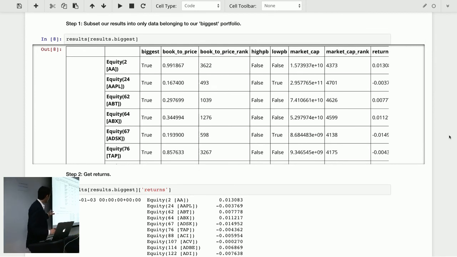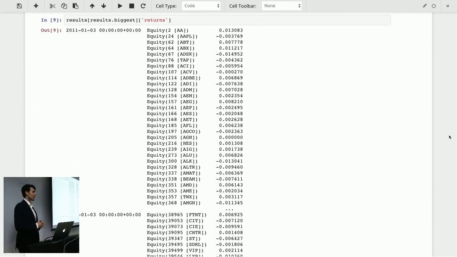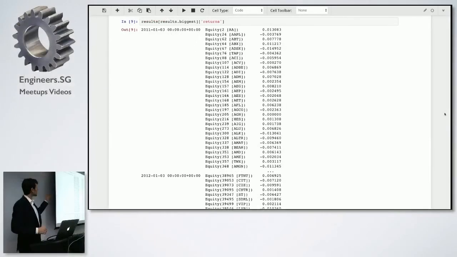So you can see here what we're doing is we're indexing into this data frame. We're saying for the biggest companies, let's see what their returns were each day. So now we have a portfolio, and we can say if we mash them all together, what would a portfolio look like that just held the 1,000 biggest companies each day? Make sense? Okay. Sorry, when you say returns, you mean just the holding return for the day?